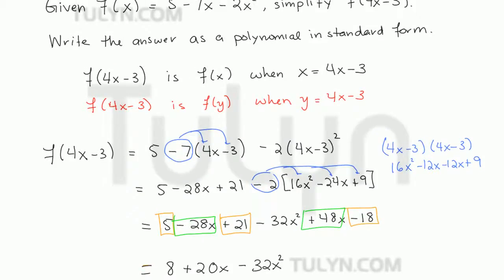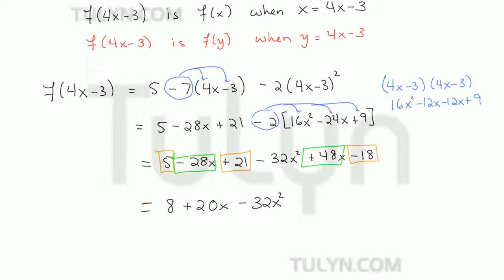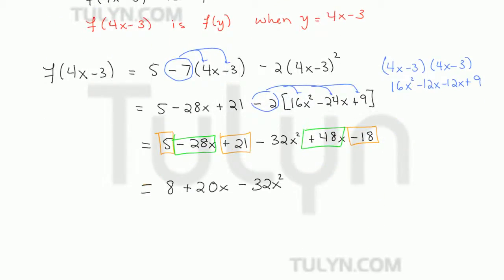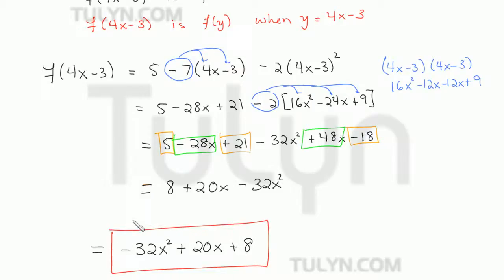But the last thing that the problem says is to write the answer as a polynomial in standard form. So standard form means that the way you write it is with the exponents decreasing. So you write the bigger exponents first. So what this is going to look like is x squared is the biggest exponent. So you want to put minus 32x squared, then the x, then finally the constant term with the 8. So that is the final result.